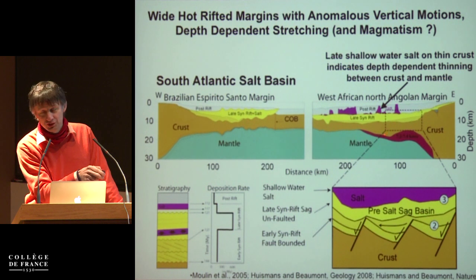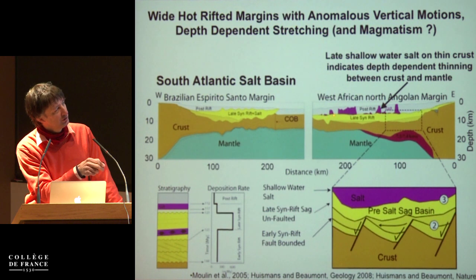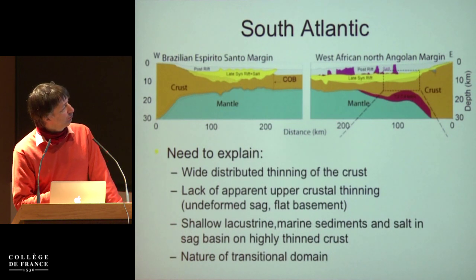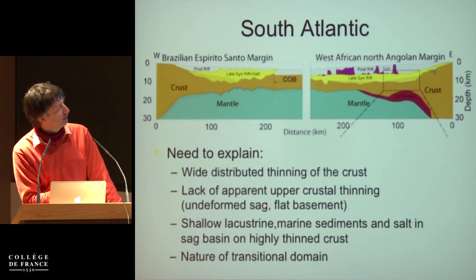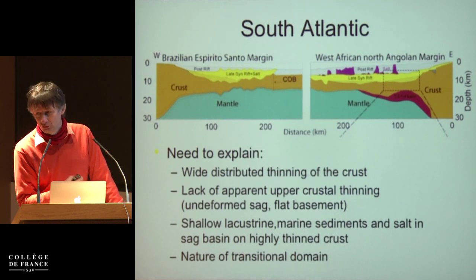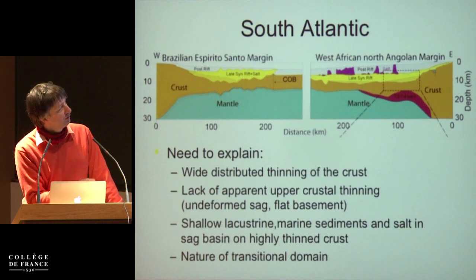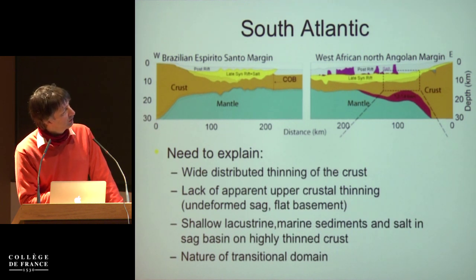And this is actually an isostatic problem, because how do we get these highly thinned margins at sea level? They should actually be deep water. So here are a number of key observations that need to be explained. How do we get this wide distributed thinning of the crust? There's a lack of apparent upper crustal thinning. We have this undeformed sag and flat basement. We have very shallow water conditions and marine sediments and salt on highly thinned crust. From purely isostatic considerations, this should be deep water. And there is a transitional domain, which is maybe not so relevant now, but it also needs explanation.